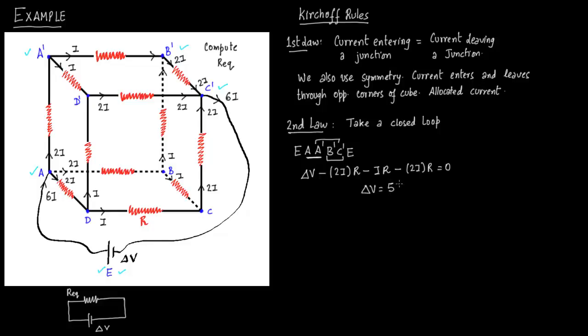So from here you get delta V is equal to 5 times IR. But you also know that in a simple circuit, delta V would be equal to 6I times R equivalent, because 6I is the current which is leaving the battery. That's what we have shown. So now you just equate these two. 6I times R equivalent is equal to 5IR. So I cancels out, and you get R equivalent is equal to 5 by 6 R.